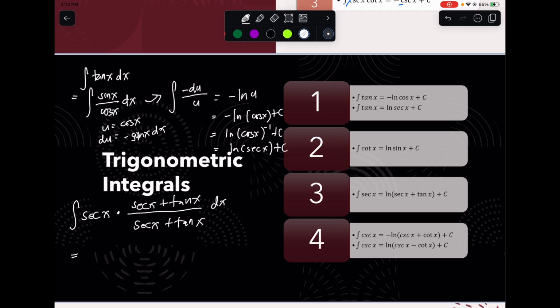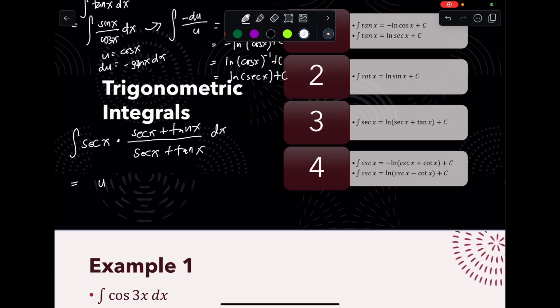So from here, we can let u be the denominator, which is secant x plus tangent x. And then our derivative would be the integral. By the way, this is multiplied here. The derivative of secant x is secant x tangent x.